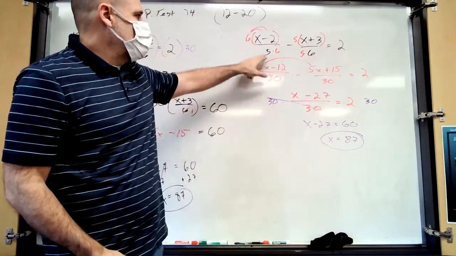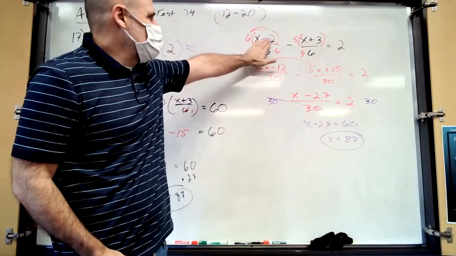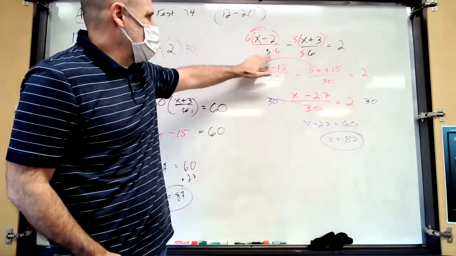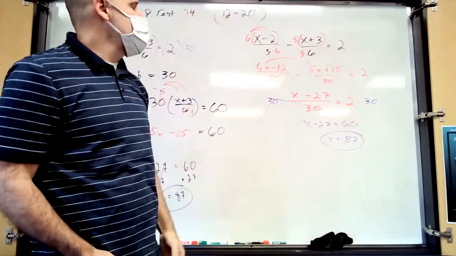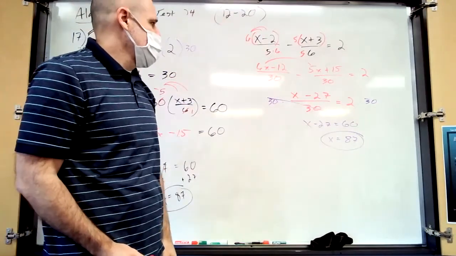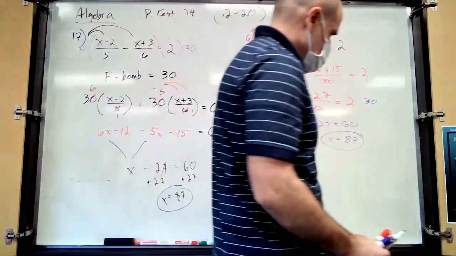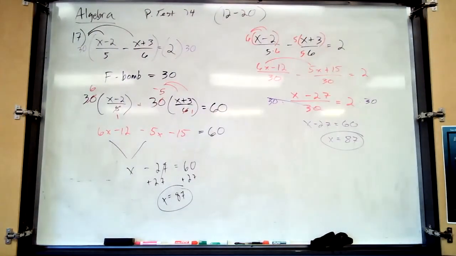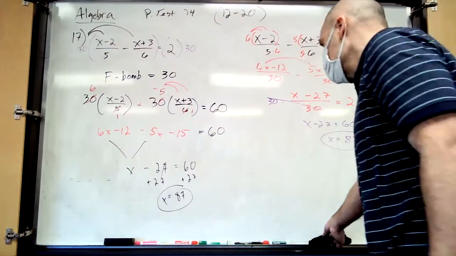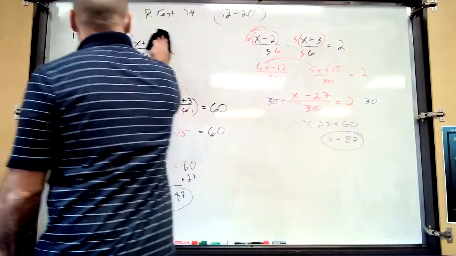So it's... Obviously, you're not multiplying this whole thing by 30 because the 30 will reduce with that 5. So it turns out nice because you can reduce. But either way works. Are you guys comfortable with at least one of these ways? Okay, good. All right, number 18.